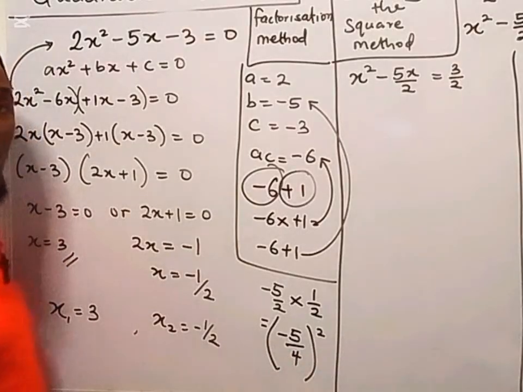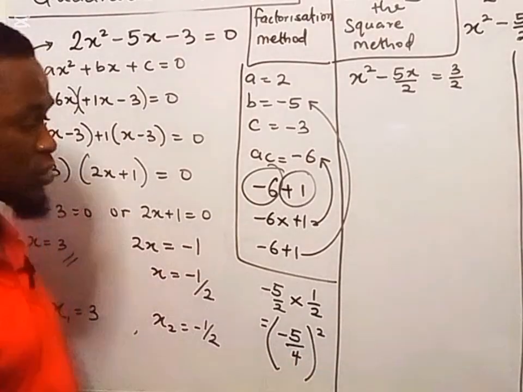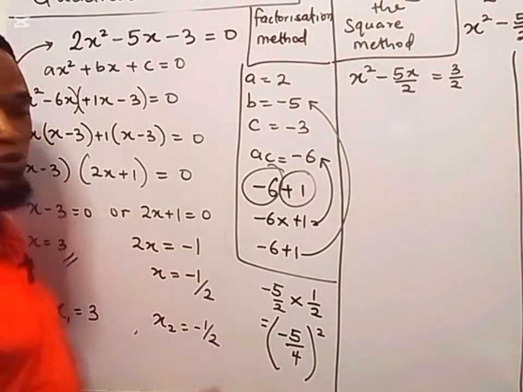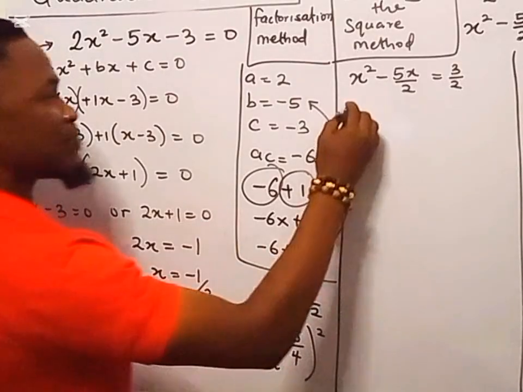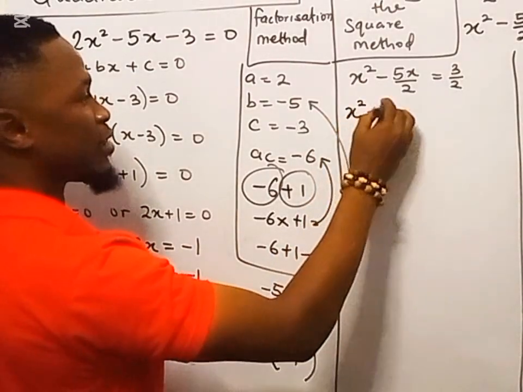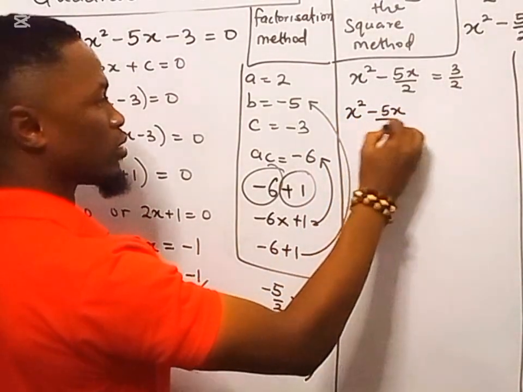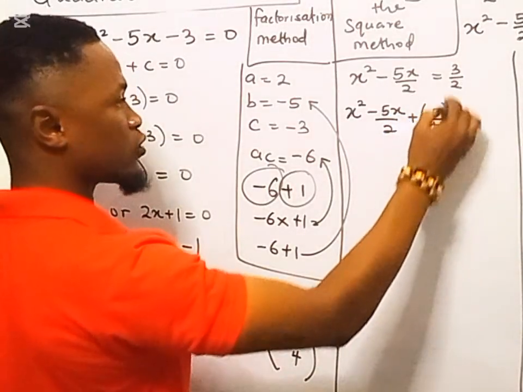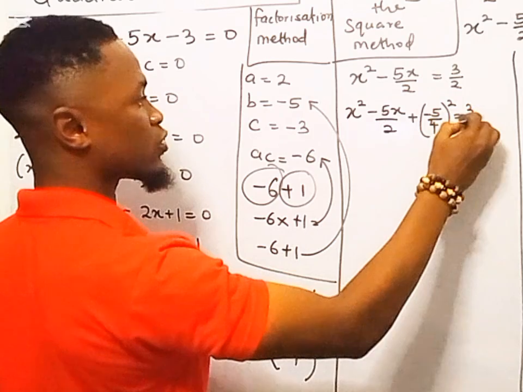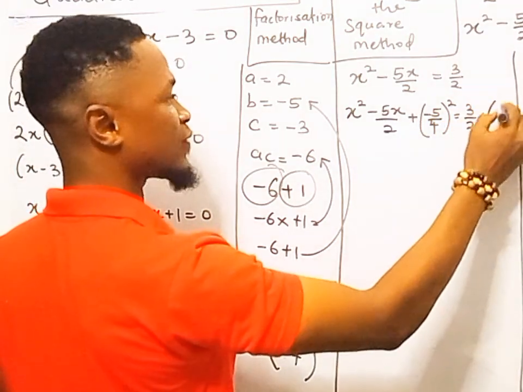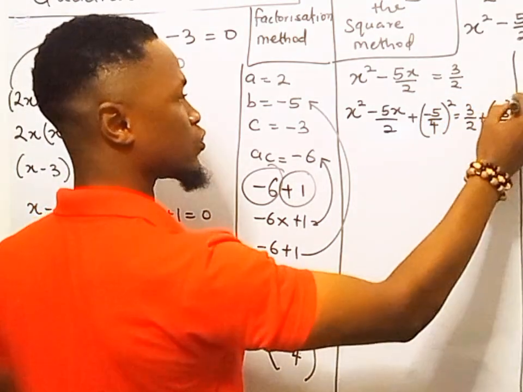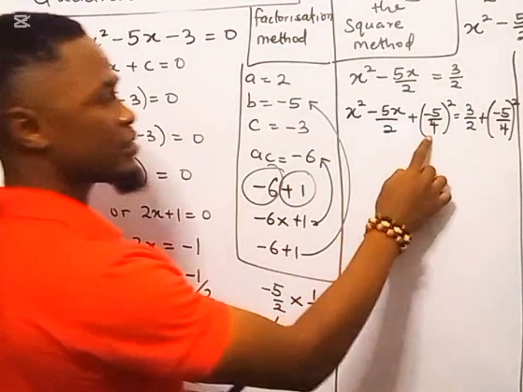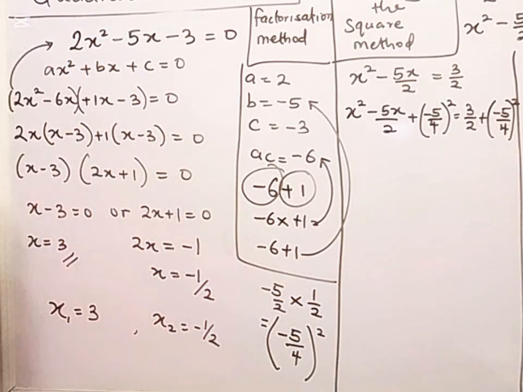Because you know, in the completing the square method, you do two things. You divide by 2 and you square it. Okay, so that means my equation will now look something like this: x squared minus 5 over 2 x plus minus 5 over 4 squared equals 3 over 2 plus minus 5 over 4 squared. So I added this here and here. So let me continue.